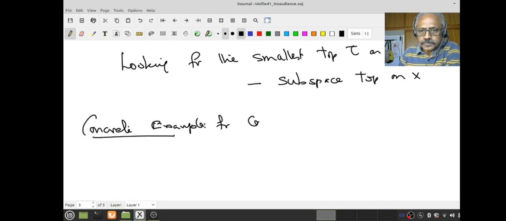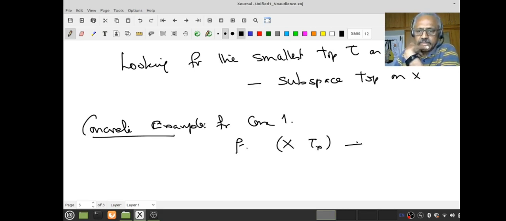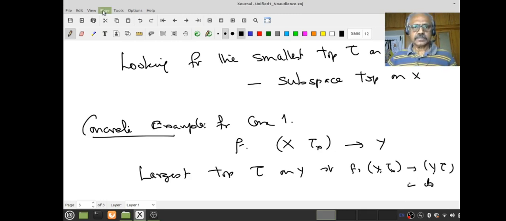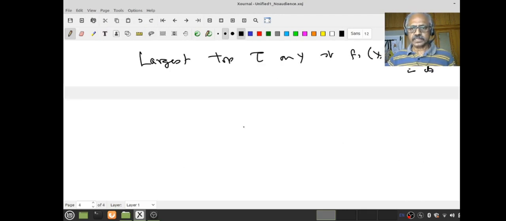For case 1, I had F from X with a topology, and I have a Y. Right? What did I want? I want the largest topology tau on Y so that F from (X, tau X) to (Y, tau) is continuous. Now, does such a thing occur naturally? Yes.